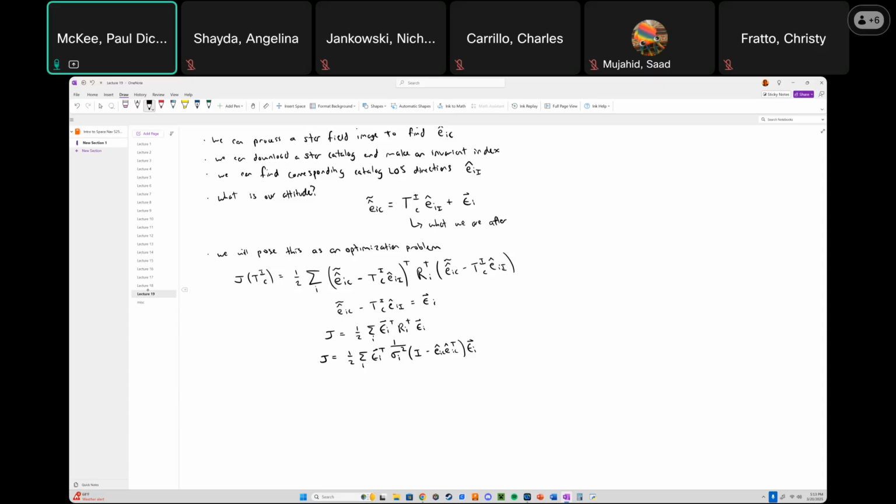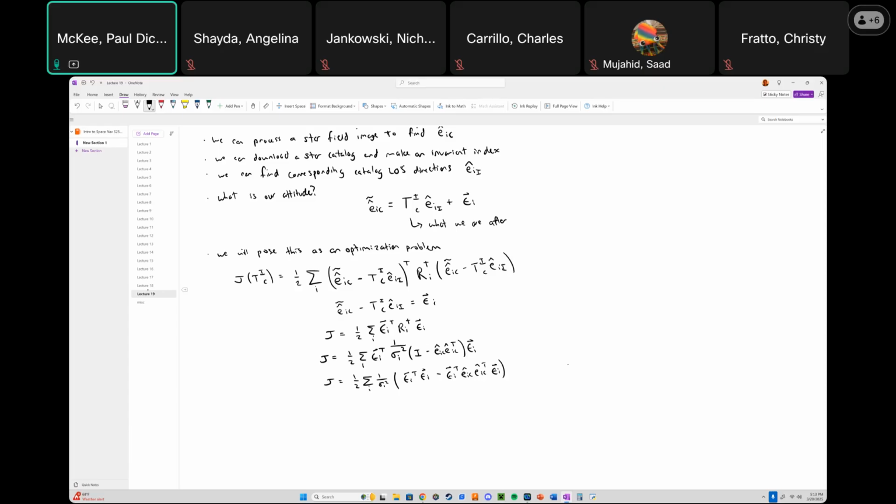Now we can pull out the 1 over sigma_I squared and rewrite this a little bit. J is 1/2 sum over all I, 1 over sigma_I squared, and then this is really epsilon transpose epsilon minus epsilon transpose E_I^C, E_I^C transpose epsilon. Just like that.